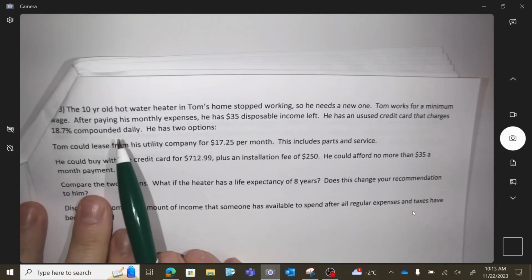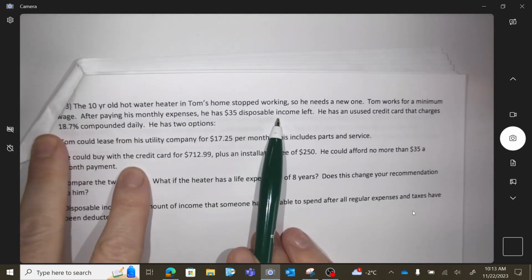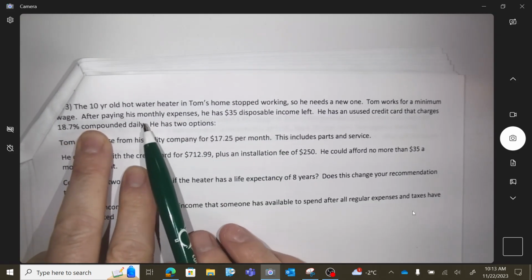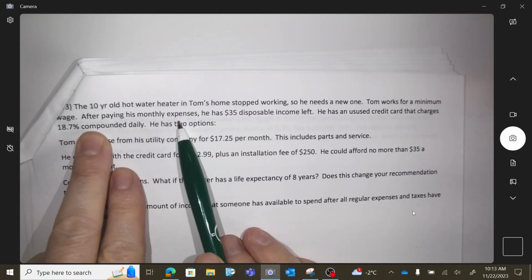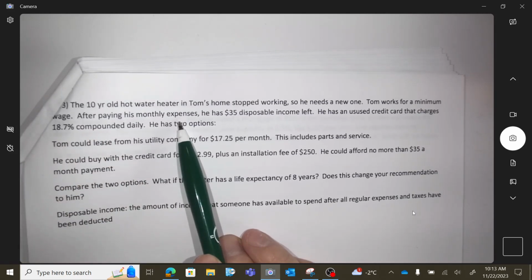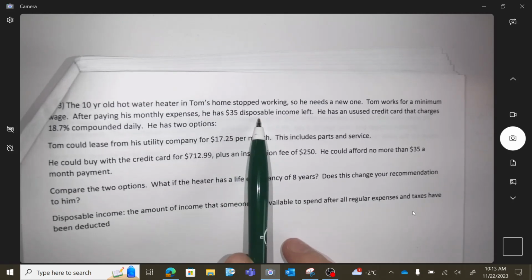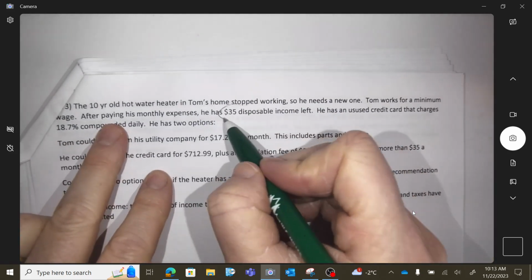Okay, so we need to get a new water heater. Tom is broke, basically. He doesn't have much money. And he notices that after he makes sure he pays his expenses for the month, he only has $35 extra. So I'm going to circle that. That seems important.